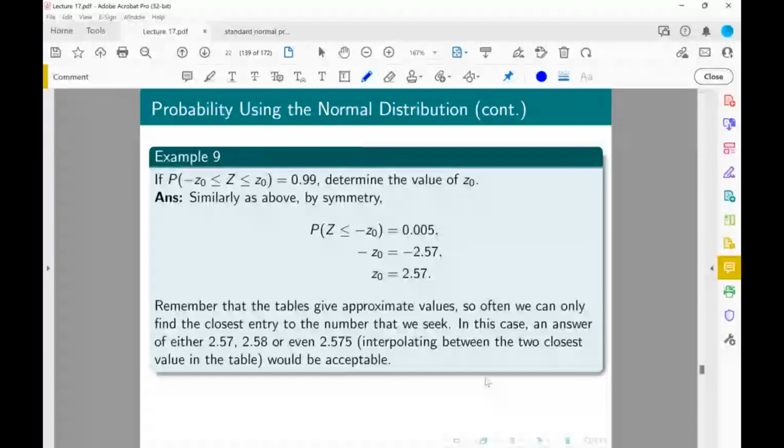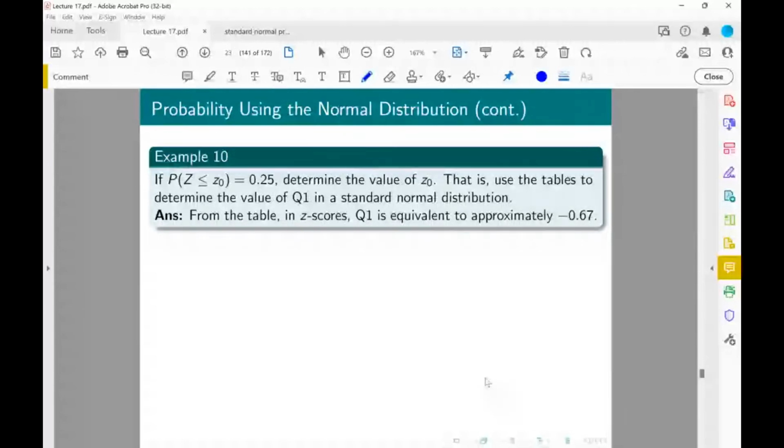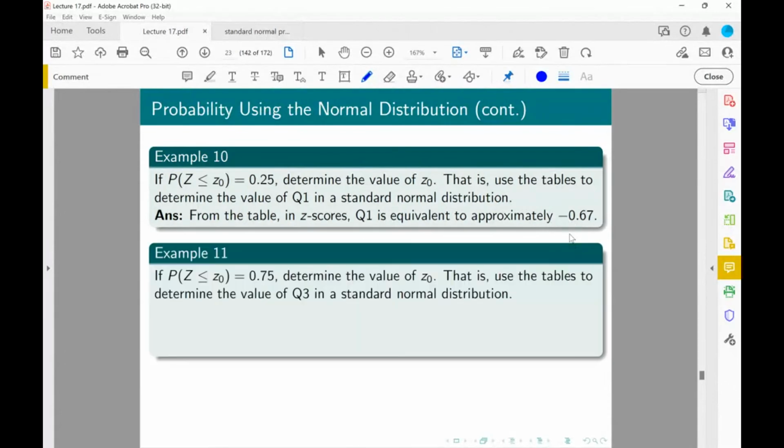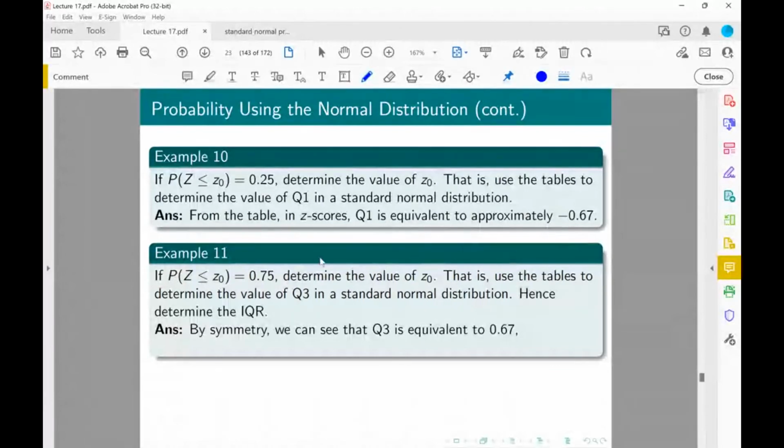This one, I think we can probably skip a little bit. Basically, the idea here is we could use it to find the IQR, because we can find the Z score, which is going to give us the quarter point and the three-quarter point, so Q1 and Q3. To find Q1, we could look up the standard table and find minus 0.67, and for Q3 we would look up the higher point, 0.75, which ends up being 0.67. There's symmetry involved, right? So the IQR is 1.34 between those.